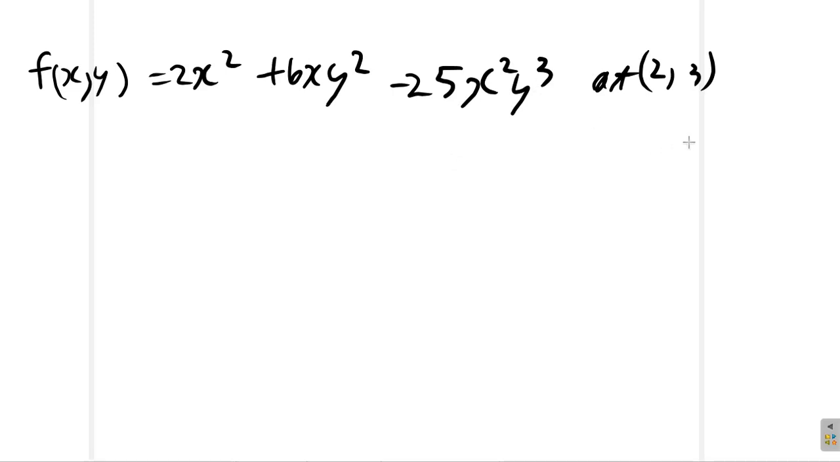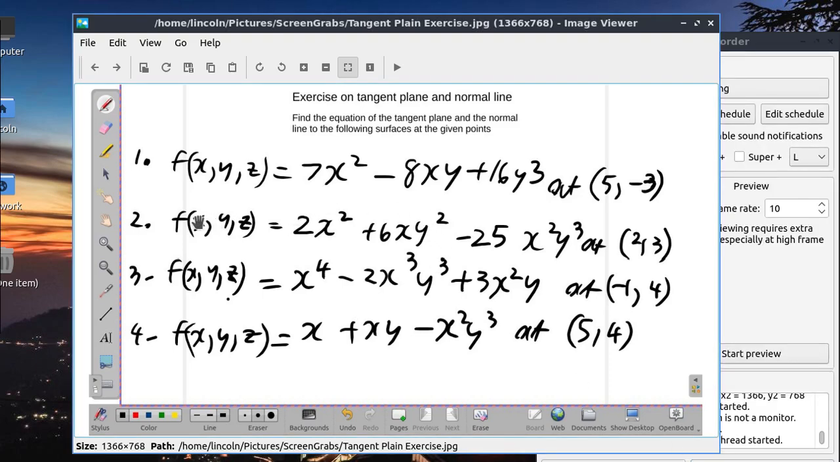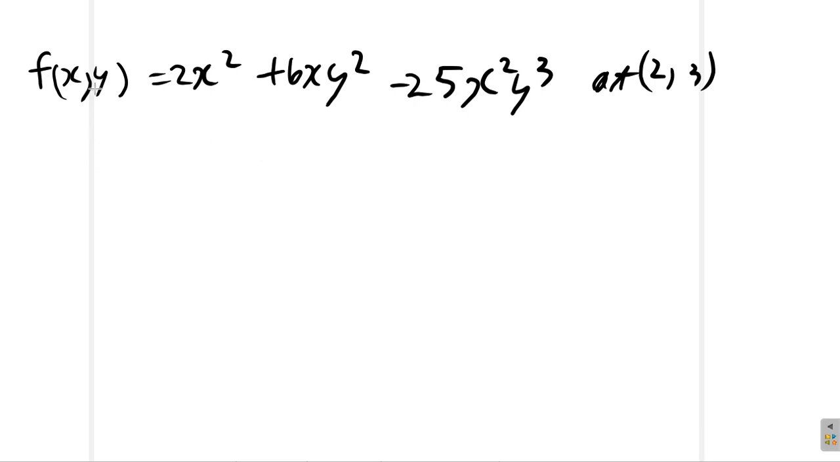We need to find the tangent plane and normal line of this function. Now here I had it as f of xyz, but I'll just write it as f of xy now because I want to have it as z equal function of x and y. Now again, the equation of the tangent plane. Let's build the equation and talk about it a bit.